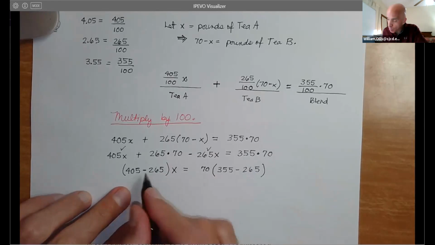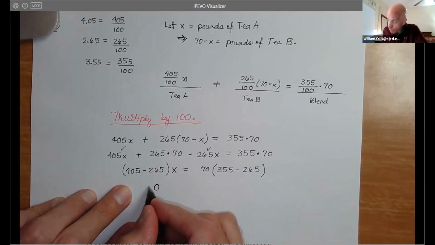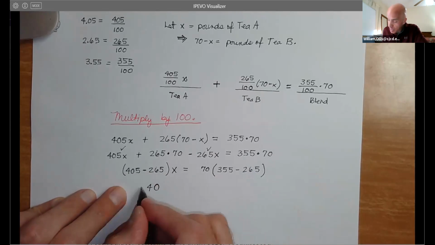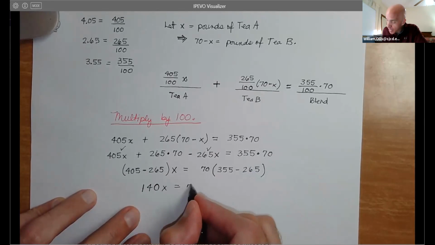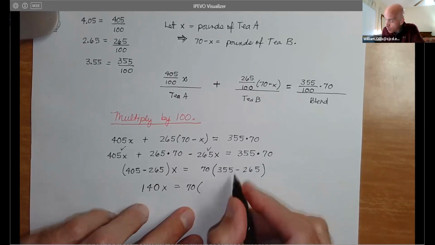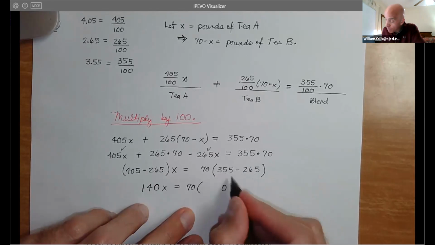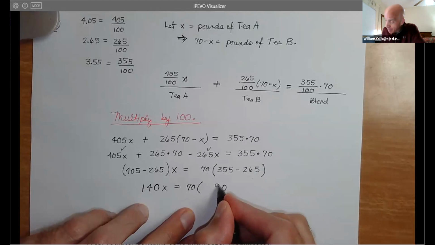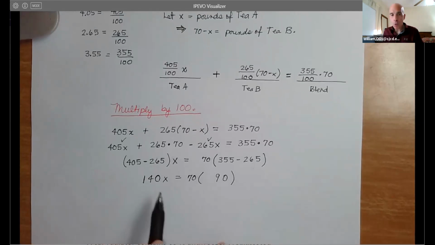So that way we know now how many copies of 70 we have. Now let's go ahead and do the arithmetic. This is easy arithmetic. 5 from 5, that's a 0. And then we've got 6 from 10, that's a 4. And then 2 from 3, that's a 1. So that's the only arithmetic we've had to do at this point, and that was easy. Now over here, let's do the same thing. So 5 from 5 is 0. And then we're going to have 6 from 15 in this case, that would be a 9. And that's all that's left. So we have 140x equals 70 times 90.